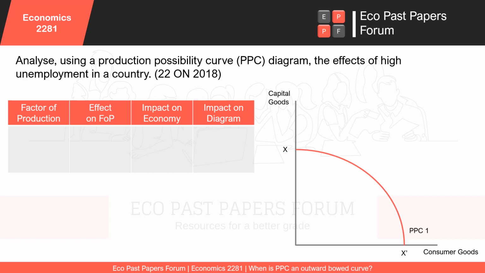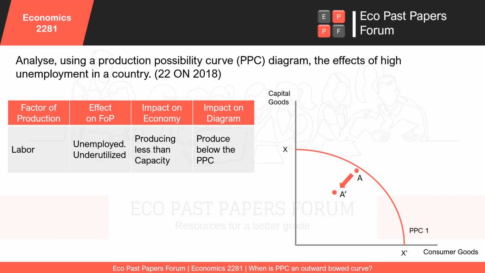The second question is, analyze using a production possibility curve diagram the effects of high unemployment in a country. So the factor of production being affected is labor, and the effect is that the labor is underutilized and unemployed. The impact on the economy is that the economy is producing less than its capacity because its labor is unemployed. The impact would be that the economy would move from point A to A dash, which is towards the origin, which will show that it is wasting its resources rather than utilizing them.